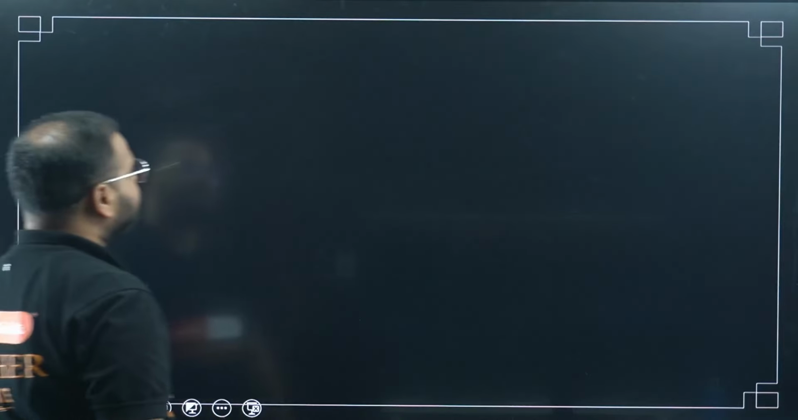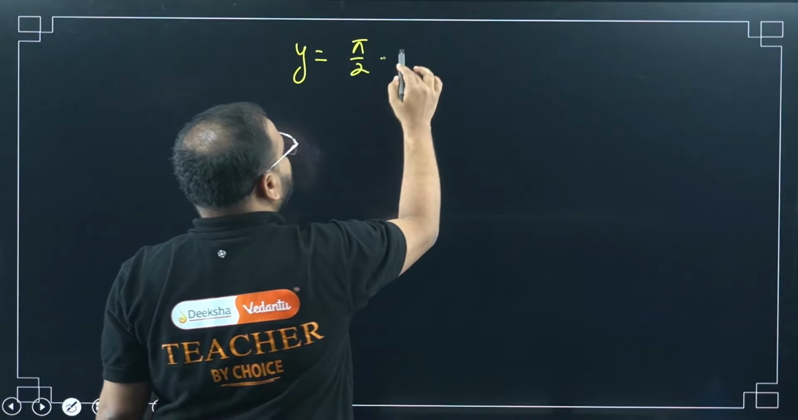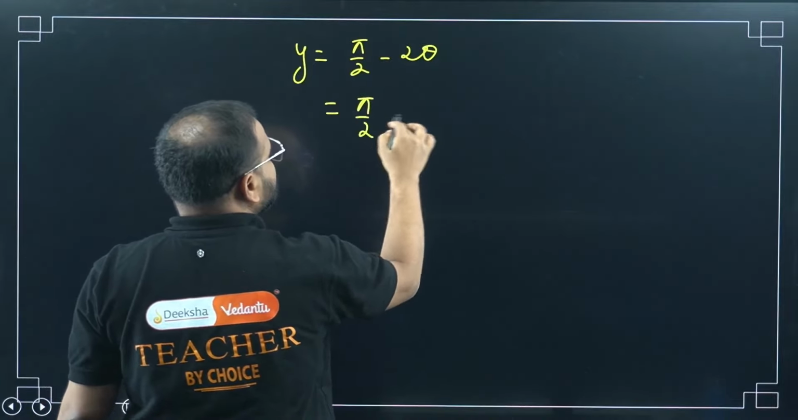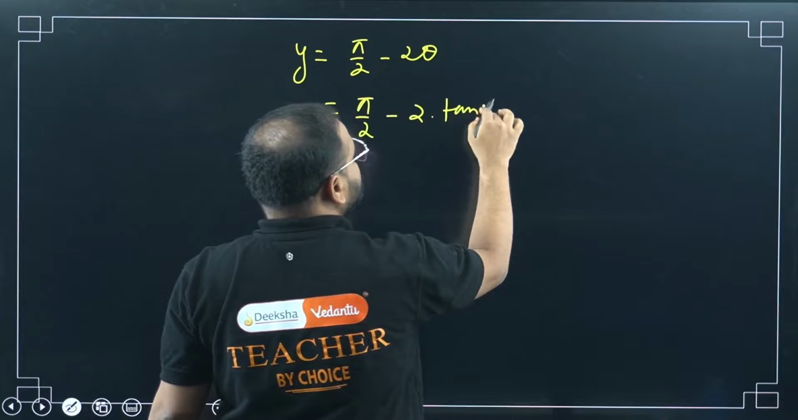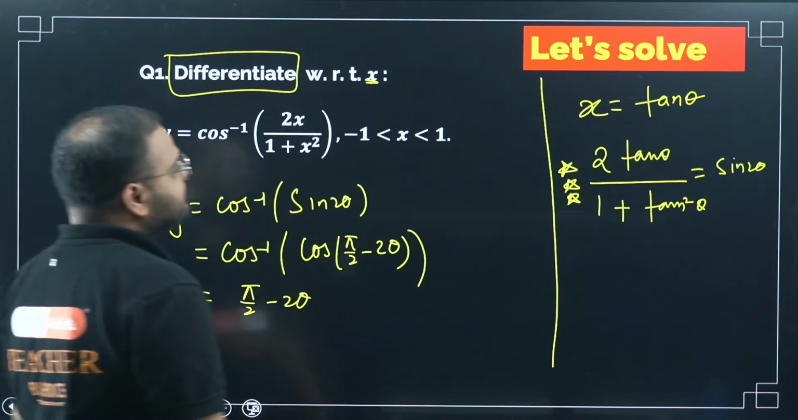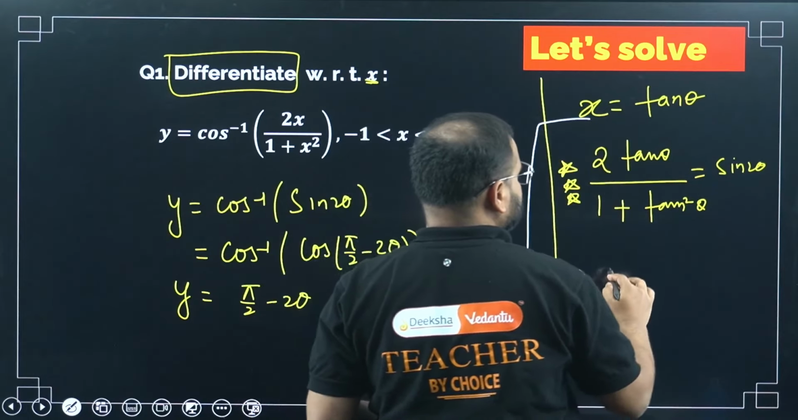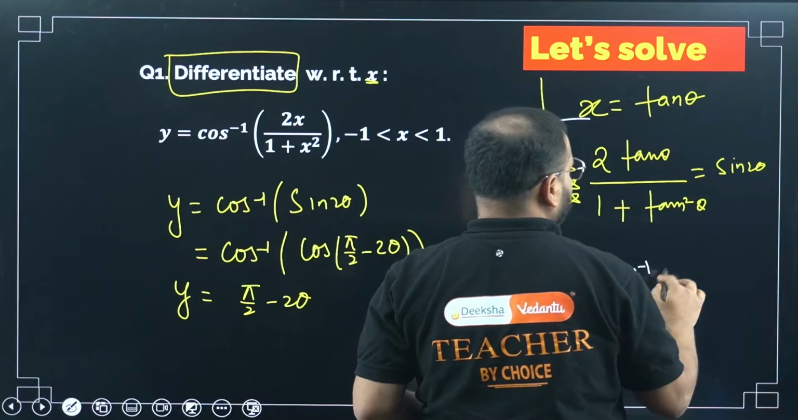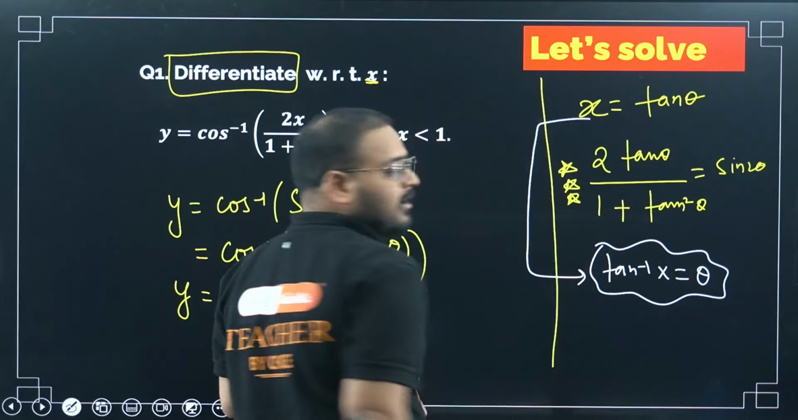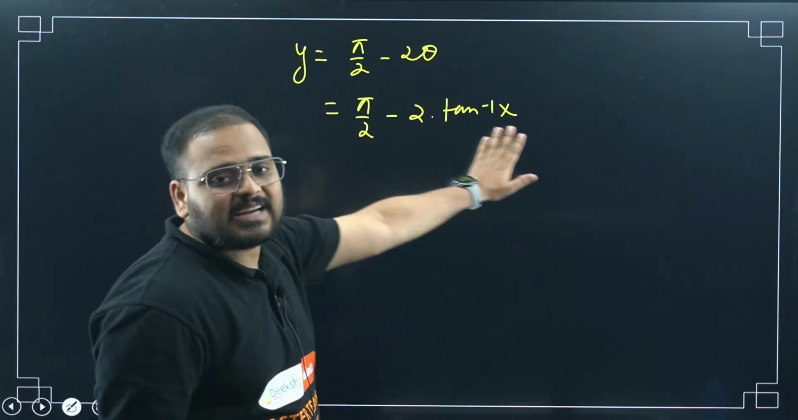Let me write the function here. y equals pi by 2 minus 2 theta. So there is no x here. Please check here. If x is tan theta, which means that I can rewrite this as tan inverse of x equals theta. No doubt in this, right? Yes, sir. Theta is tan inverse of x.